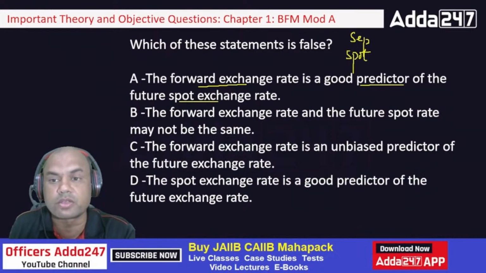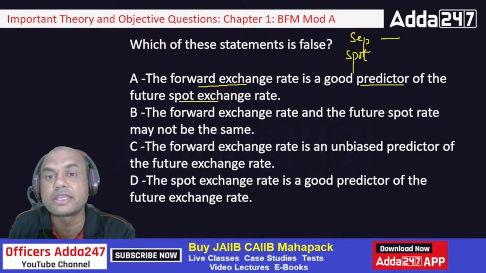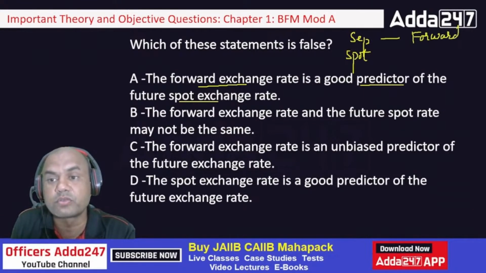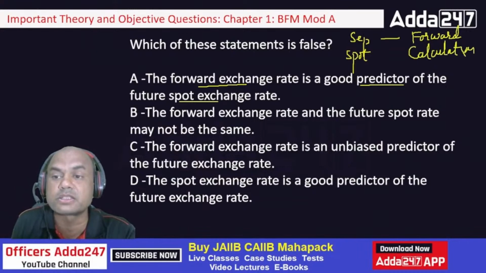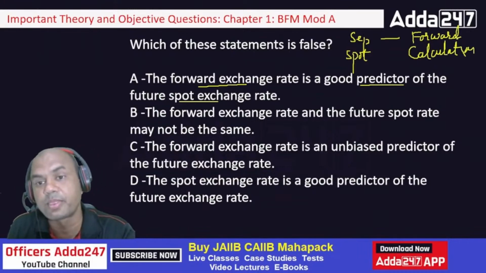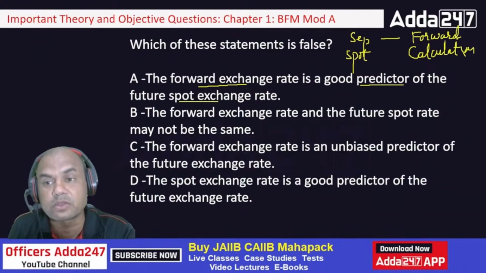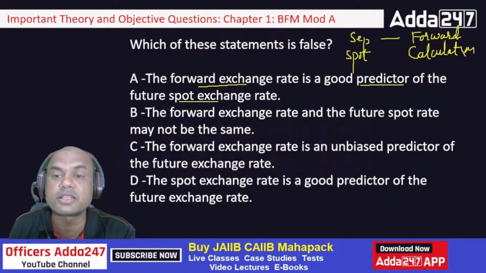When I say forward, I mean November forward. This I am guessing, I am doing the calculation. So forward rates are always based on calculations, but spot rates are always based on practical, the present situation. This is real, this is imaginary, this is calculated. September spot means today's rate.